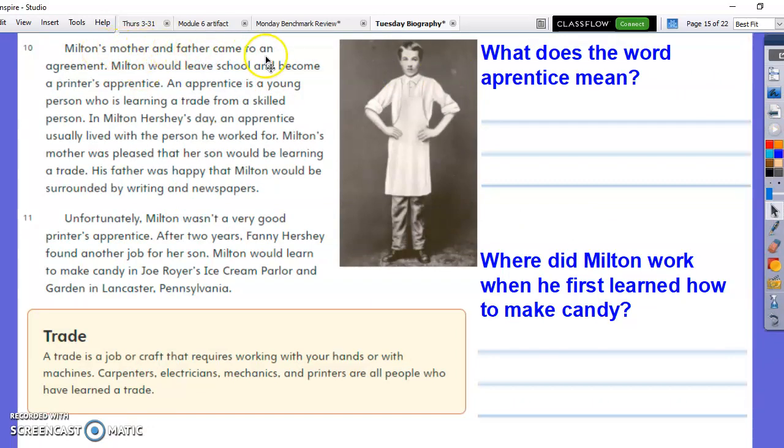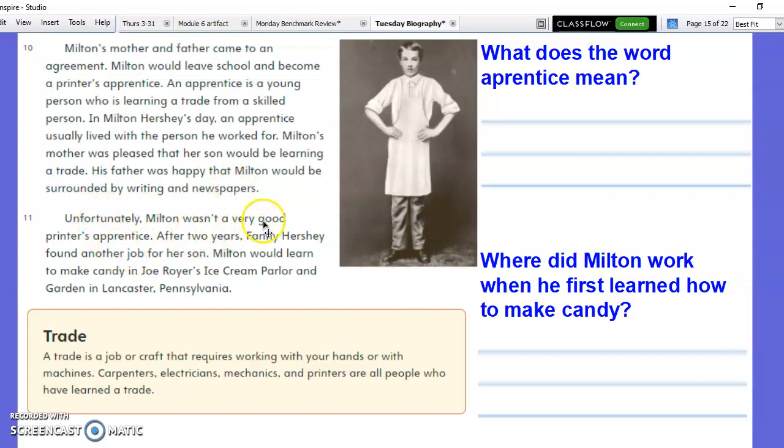Milton's mother and father came to an agreement. Milton would leave school and become a printer's apprentice. An apprentice is a young person who is learning a trade from a skilled person. In Milton Hershey's day, an apprentice usually lived with the person he worked for. Milton's mother was pleased that her son would be learning a trade. His father was happy that Milton would be surrounded by writing and newspapers.